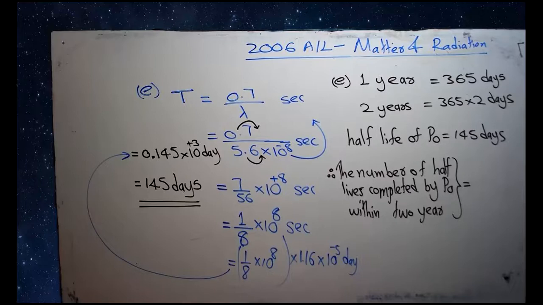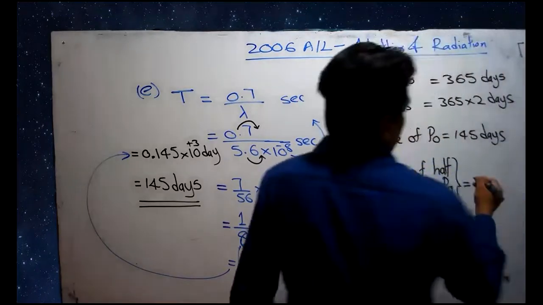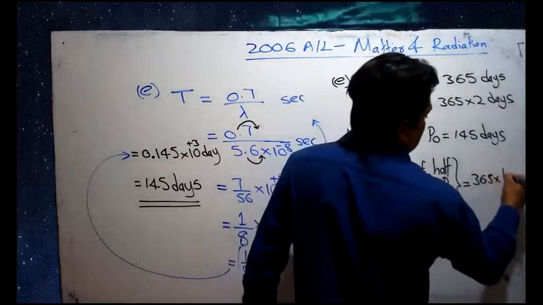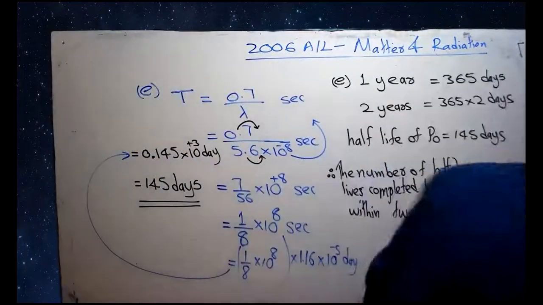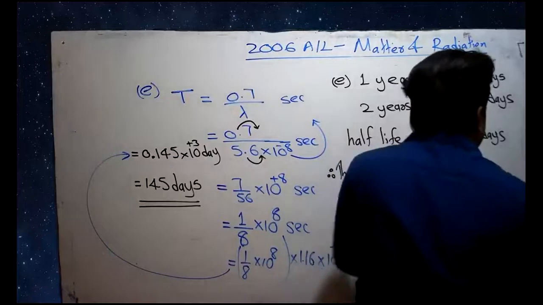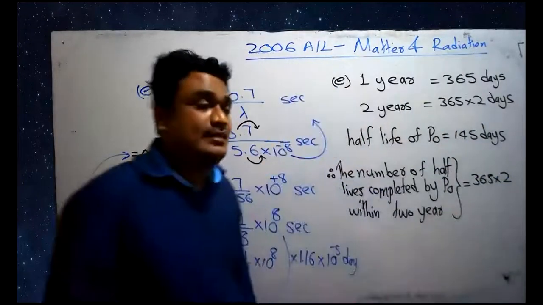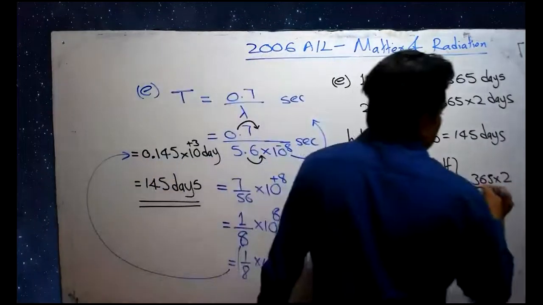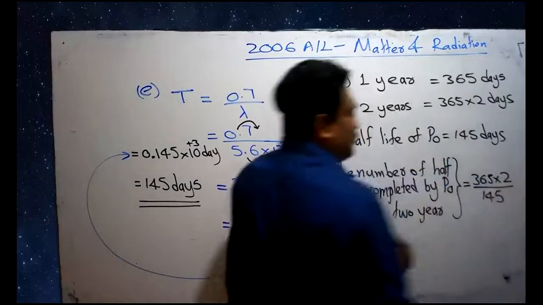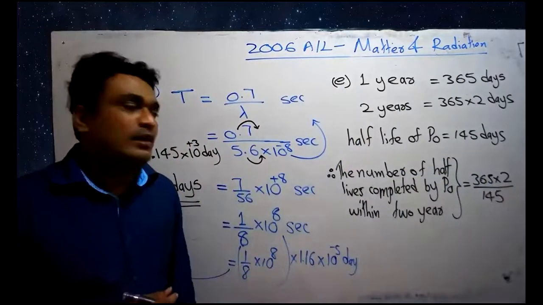Very good. Would you please tell again? Multiply 365 by 2 and divide the answer by 145. Excellent. 365 multiplied by 2 is the number of days that we kept the sample. We should divide by the half-life. The half-life is 145 days.